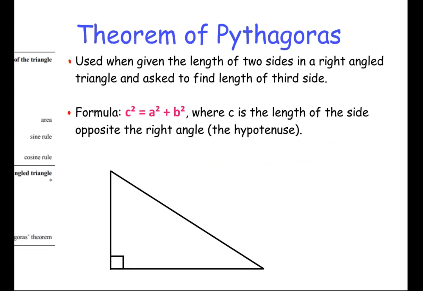So if we look at our triangle here, when you're labeling it, you label the side opposite the right angle as c, and it doesn't matter which side you label the other two sides. So I'm going to call them a and b. Again, it doesn't matter which you call the other two sides. That is the side c.